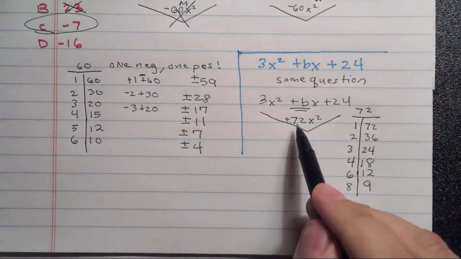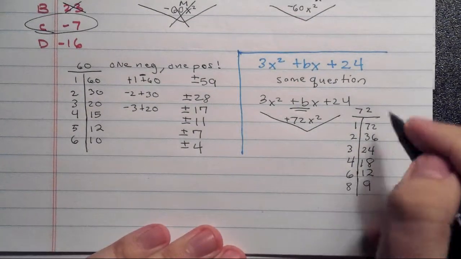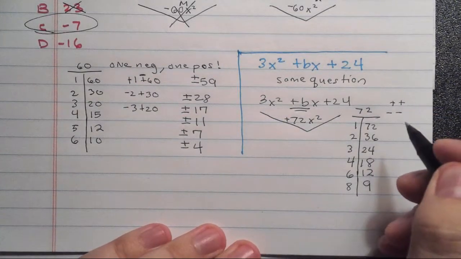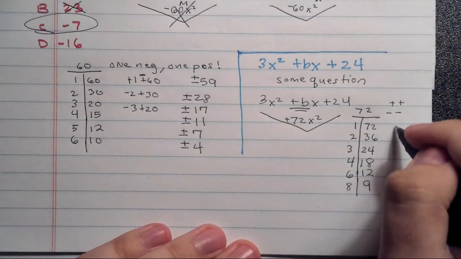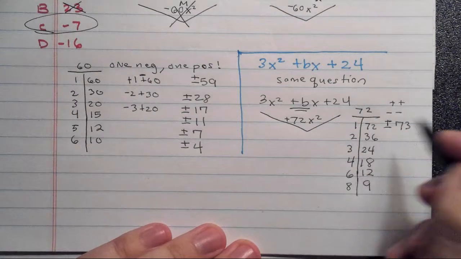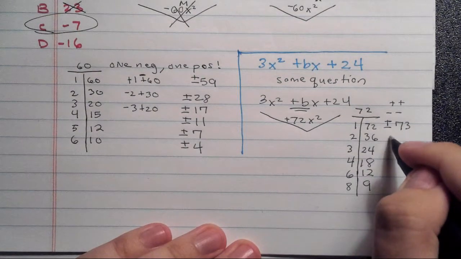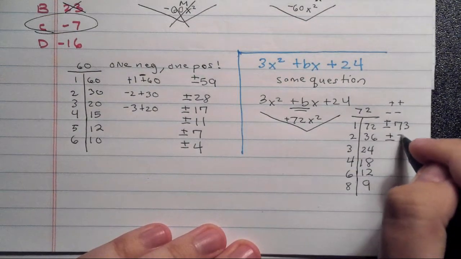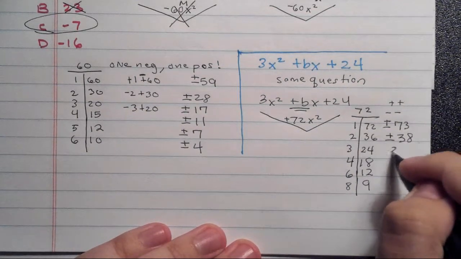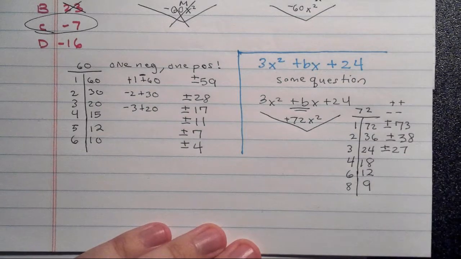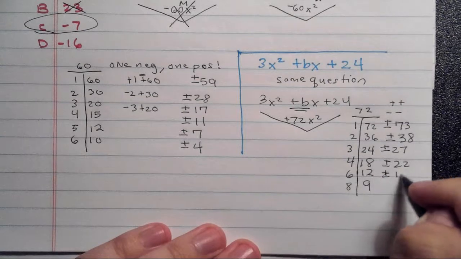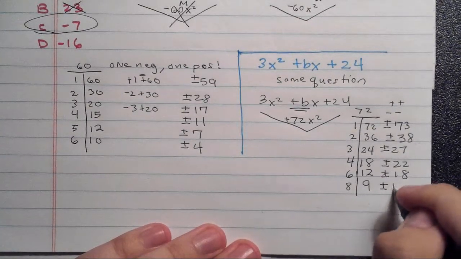Now, if it has to multiply to positive 72, that's either 2 positives or 2 negatives, which means I could have 1 and 72 or negative 1 and negative 72. I could have 2 and 36 or negative 2 and negative 36. Those would give me positive or negative 38. For 3 and 24, I would get either 27 or negative 27. For 4 and 18, 22. For 6 and 12, 18. And for 8 and 9, 17.